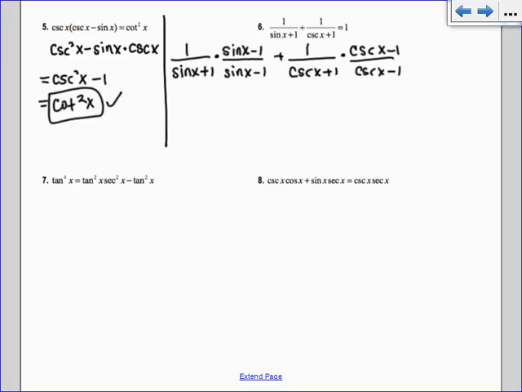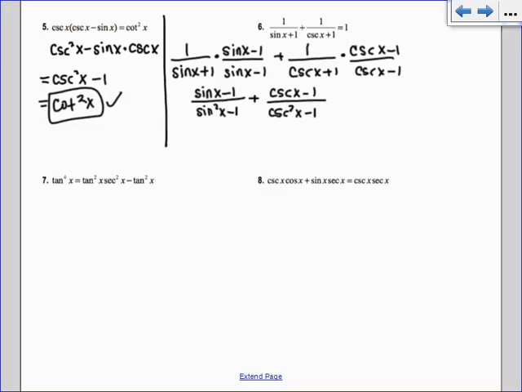So maybe you did something completely different when you paused it, and you're like, oh no, what is she doing now? That's fine. You could still get the same answer. So let's say I do it this way. So then on this first one, I'm going to have sine of x minus 1 over sine squared x minus 1. The next one, I have cosecant of x minus 1 over cosecant squared x minus 1.